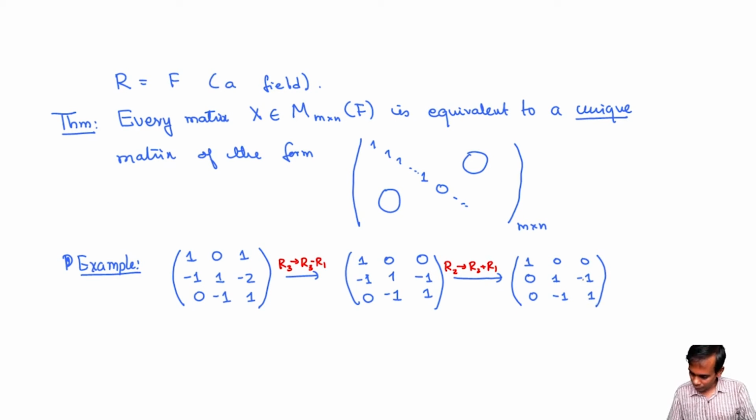And now what should I do? I want to make this entry in the second row and third column 0. So I'll take the third column and add to it the second column. Take this third column and add to it the second column. And so what I get is the matrix 1 0 0, 0 1 0, 0 -1, and here I will get also 0.